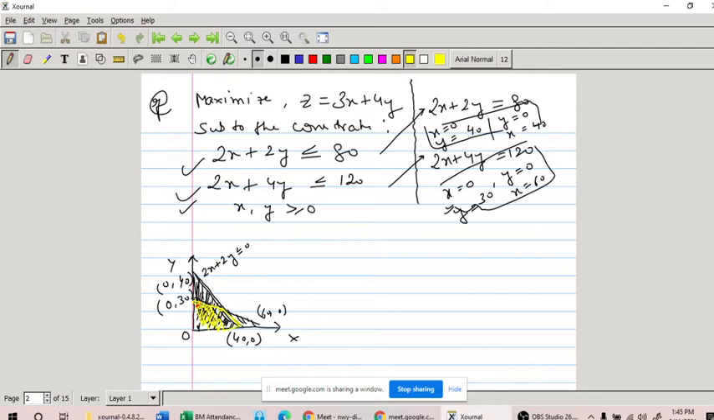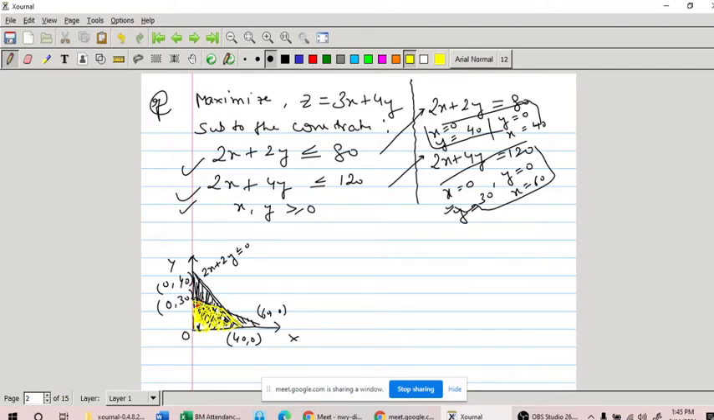I hope you can see this. Yeah. So this is the feasible area which these constraints are giving. So now you have some corner points. What are these corner points?